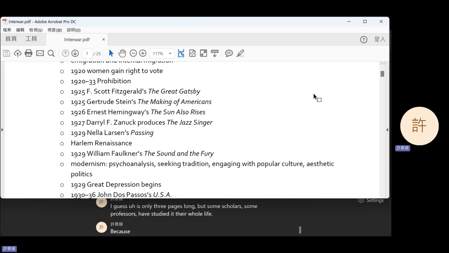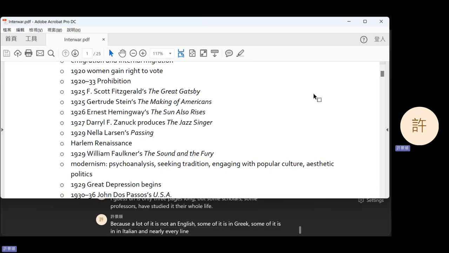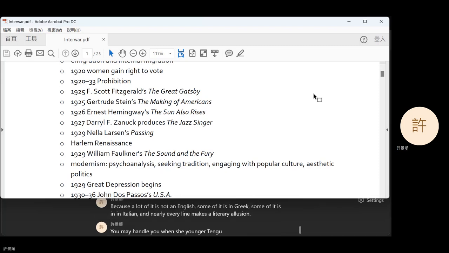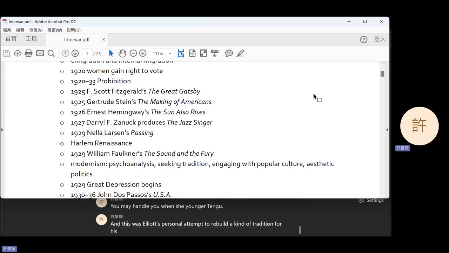Because a lot of it is not in English. Some of it is in Greek, some of it is in Italian, and nearly every line makes a literary allusion. And this was Eliot's personal attempt to rebuild a kind of tradition for his literature.